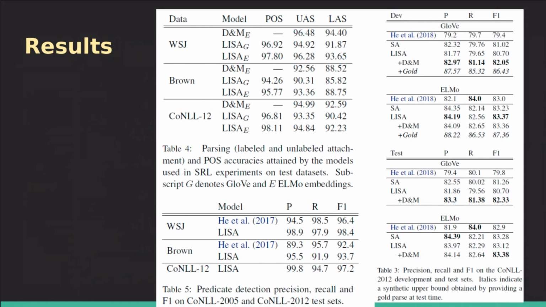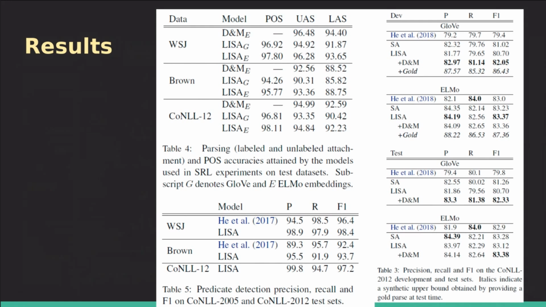It seems that for most of them, let's look at the first table with GloVe embeddings. DNM parses get the best performance. Gold beats it. For ELMo, LISA gets the best performance on F score. On the test set, DNM achieves the best performance.